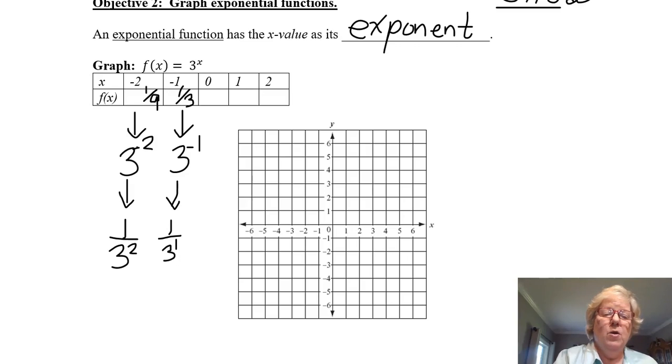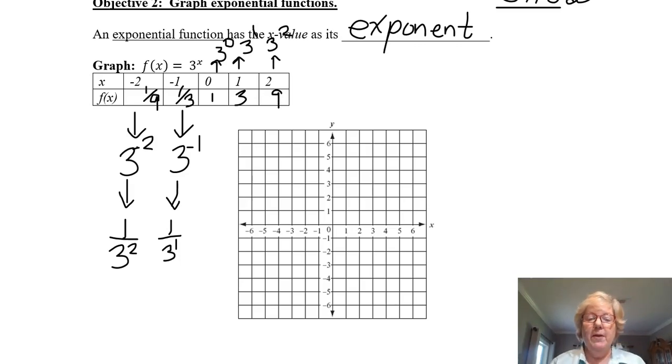When I use the 0, 3 to the 0 exponent, if you recall your exponent rules, 3 to the 0 is always equal to 1. Now feel free to use your calculator on any of these values as well. The next one would be 3 to the first. 3 to the first is just 3. And then lastly, 3 to the second would be 9. So those are my values.